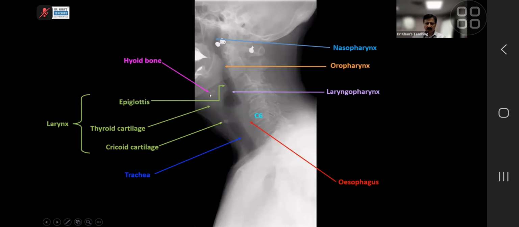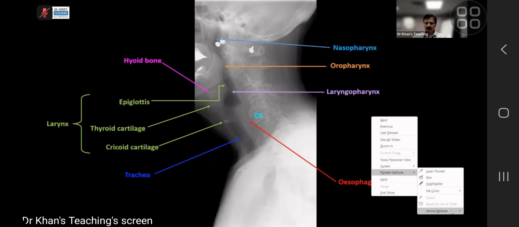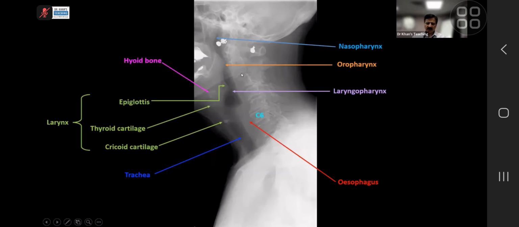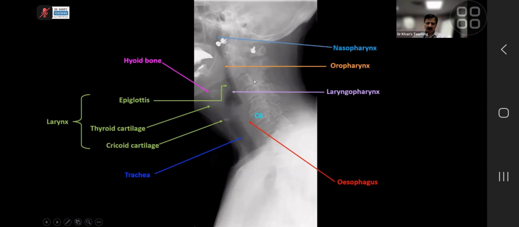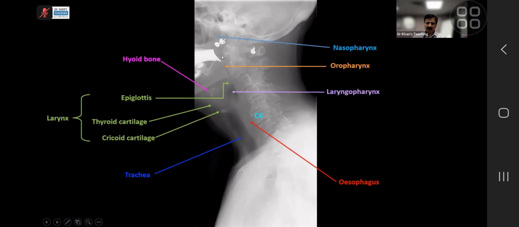Look at this. This is the hyoid bone. This is the C6 vertebra, and this is some calcification or ossification of the laryngeal cartilage. So now the patient is about to swallow. Just concentrate here and see what will happen. As the patient is about to swallow, you can see these are the muscles of the soft palate, and what they are doing, they are rising.